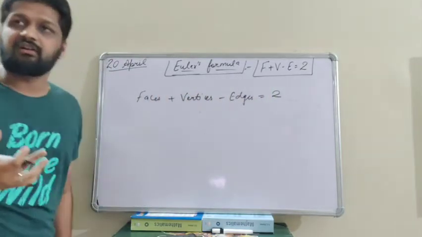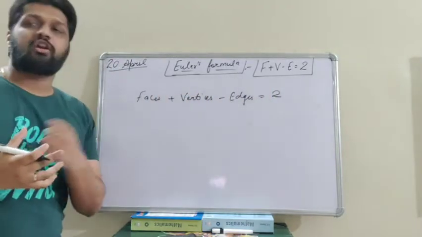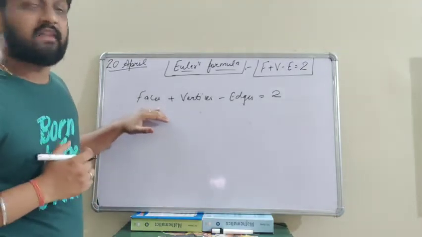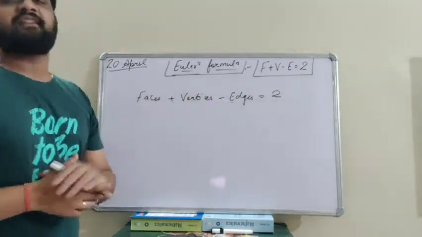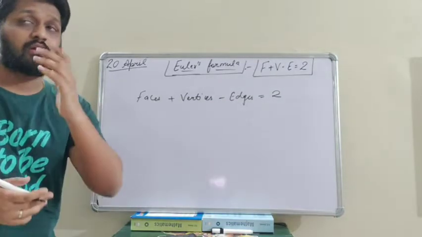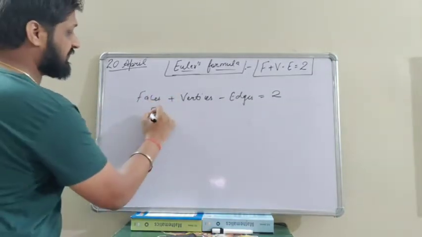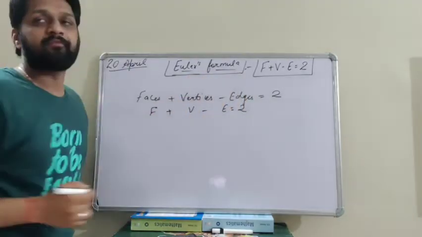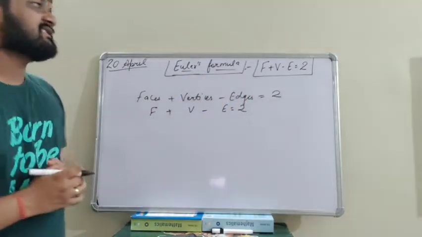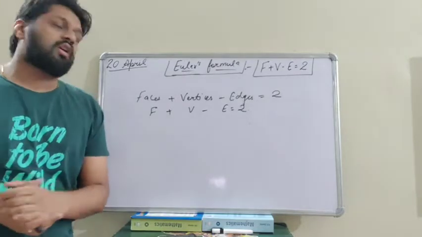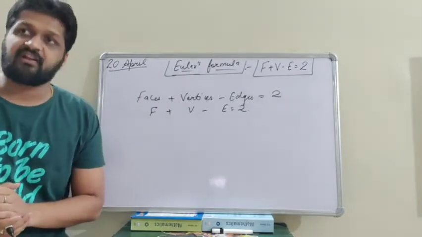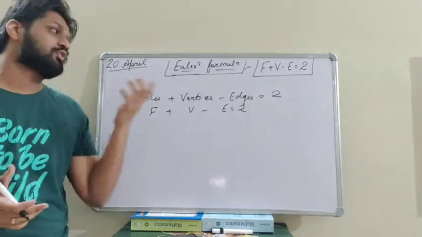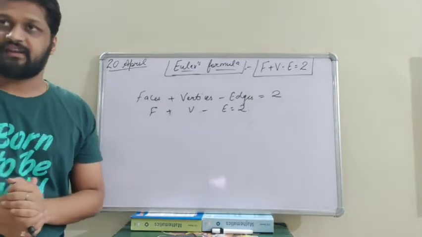In any particular three-dimensional figure or solid shape which we visualize, Euler gave the formula that faces plus vertices minus edges is always equal to 2. Means F plus V minus E gives the result as 2. This is one of the most important concepts of this chapter. A sure question will come from this concept. Now let's see how a question of this type will come in the exam.